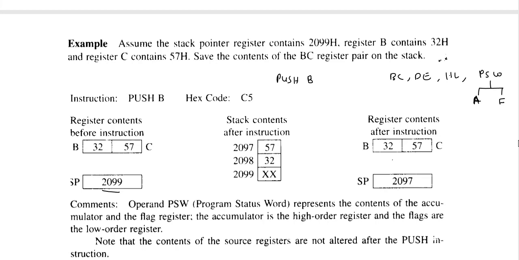First of all, stack pointer will be decremented by 1. It will become 2098, and it will push the value of 32 on this location. After that, again stack pointer will be decremented by 1. Now the location will be 2097, and will push the data of C onto this value. So in this manner, we can push the data of registers.